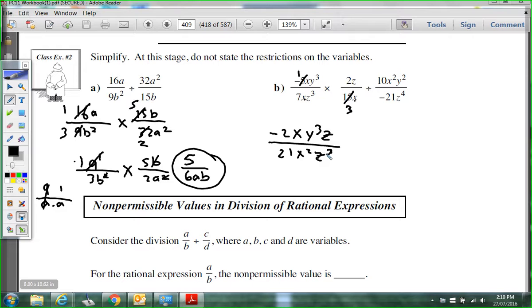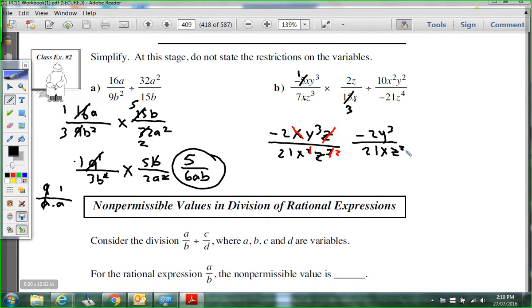So we can go ahead and cancel. Let's change a little bit of colors here. It's getting a little jumbled. So let's get rid of that x. This is now a 1. I have 1z. This is now a 2. So what we have now is negative 2 y cubed all over 21 x z squared.